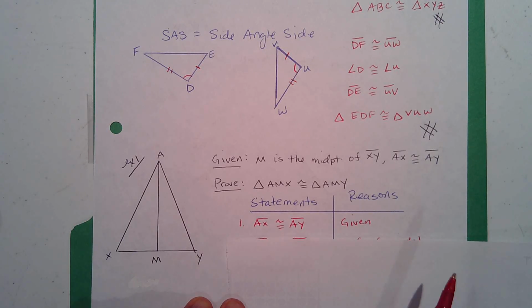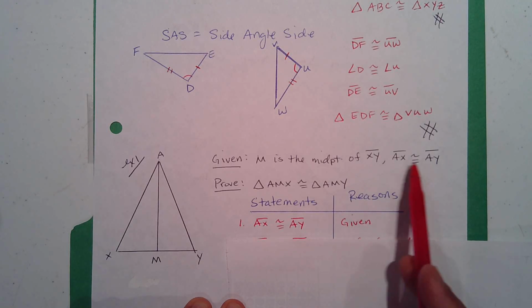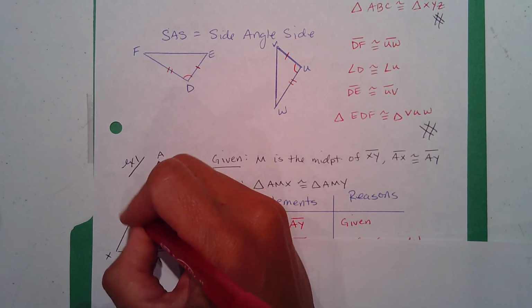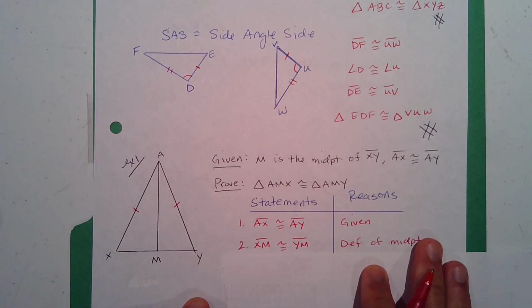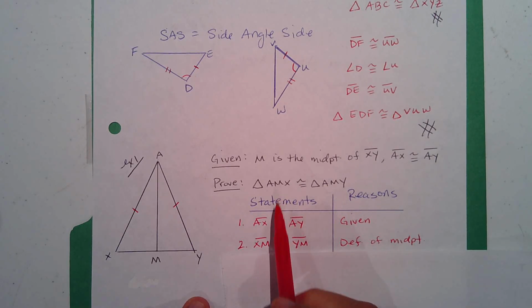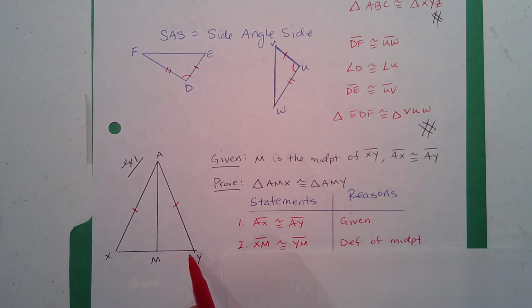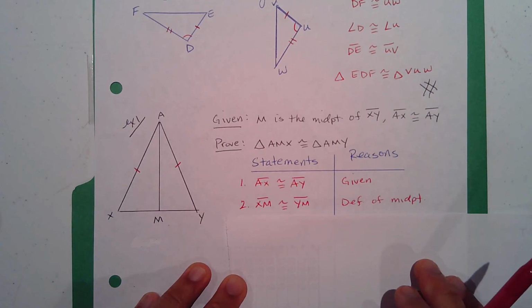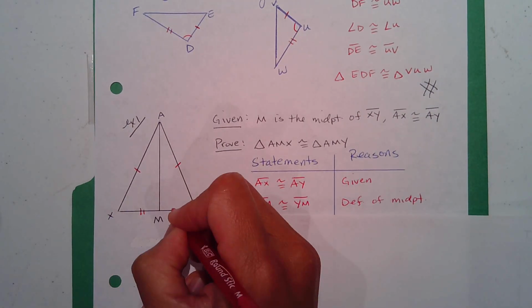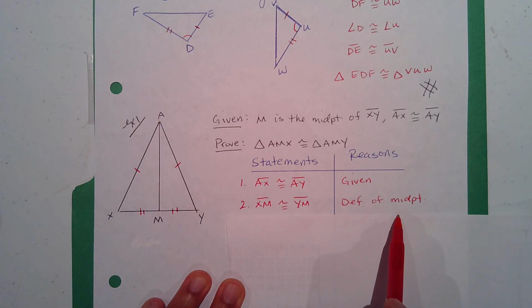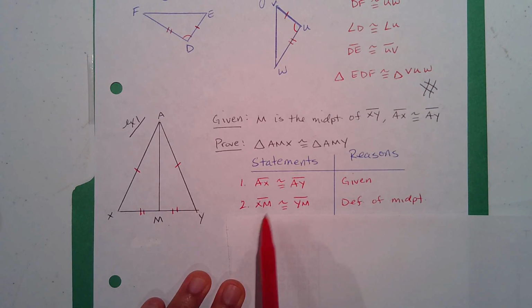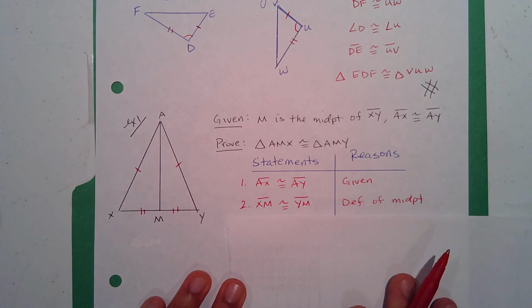Well, they say AX is congruent to AY. That's given. We also know that XM is congruent to YM. The reason is definition of midpoint. Remember, midpoints cut segments in half. So if you want to mark it now, go ahead and mark it now. But again, the reason is definition of midpoint, not given. This was not given to us. We had to know the definition of midpoint.